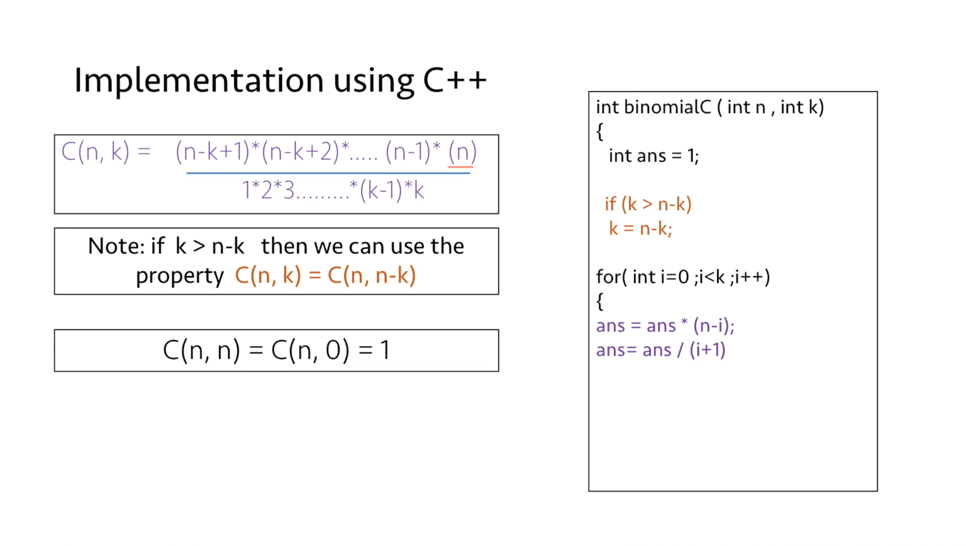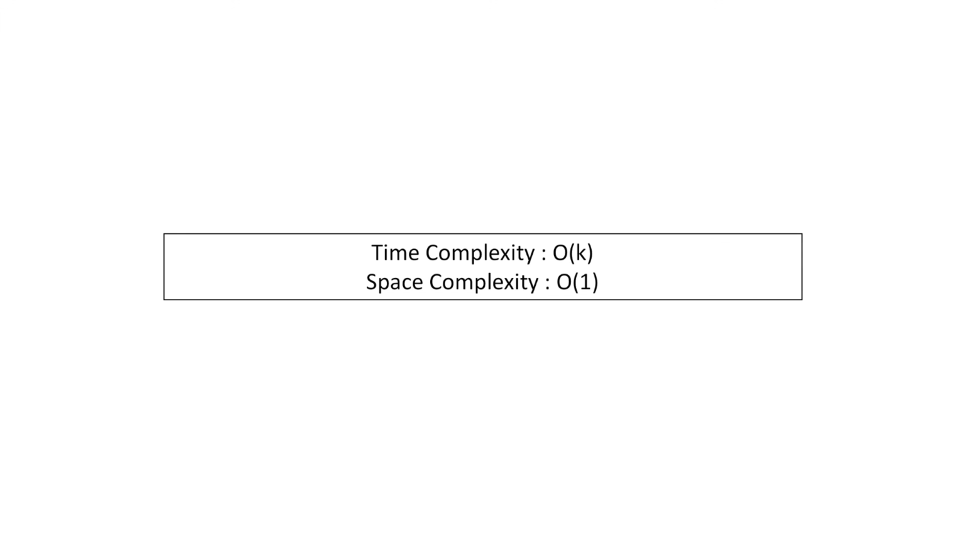Why i plus 1 is because i is starting from 0 and we need to start dividing from 1. So we move in this fashion, we divide by 1, then i is incremented, we divide by 2 and so on till we reach k. At the end of this loop, we'll have the value of our binomial coefficient in the variable answer that we took, and we can return this variable to our main function. The time complexity of our program would be O(k) as our loop runs k number of times, and the space complexity would be O(1).